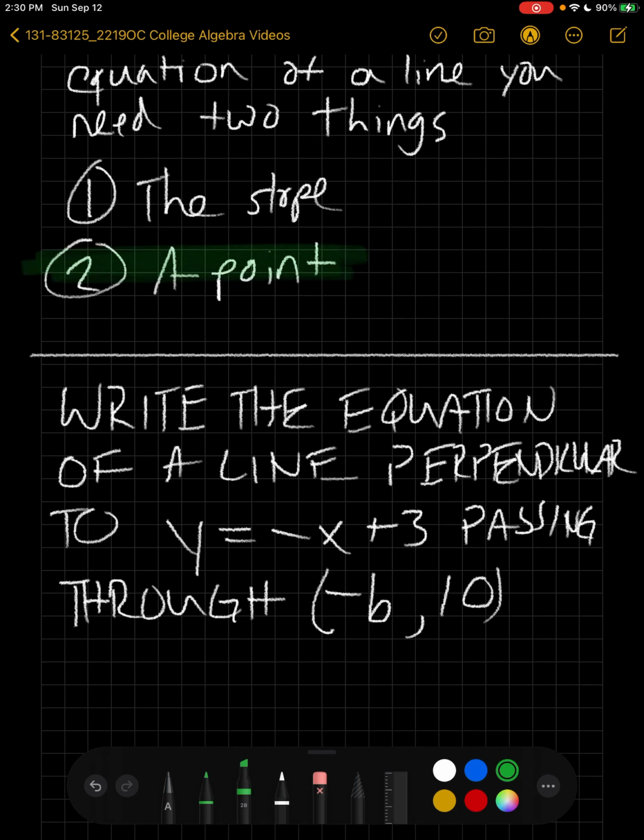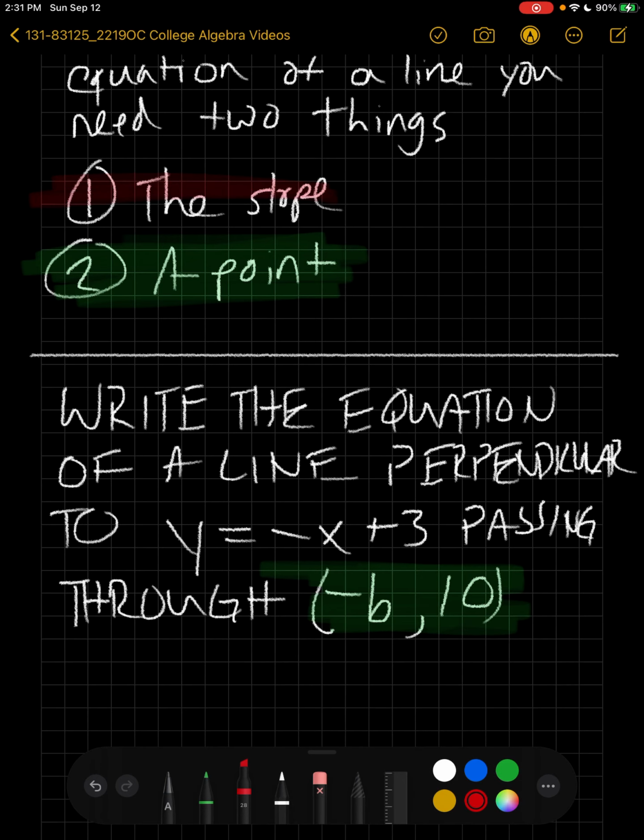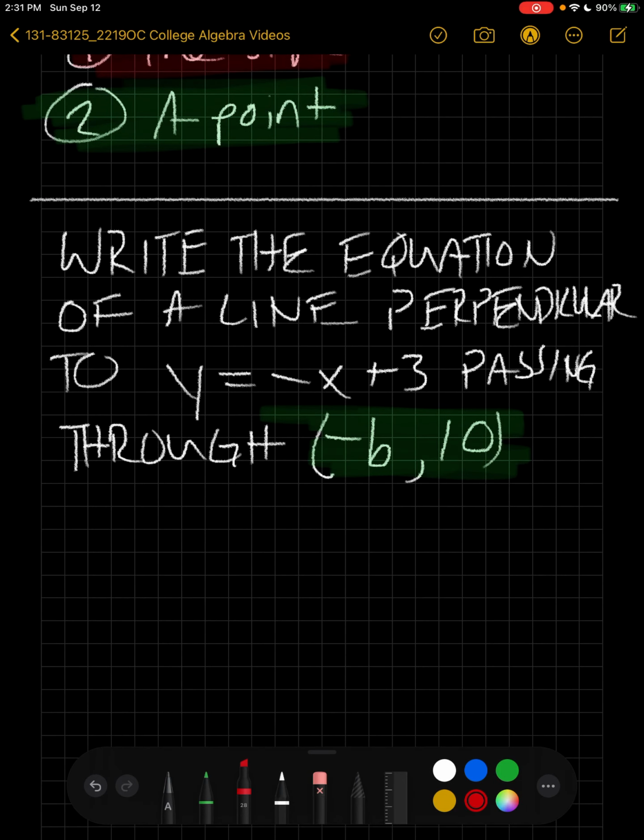One of them is already given to us. We need to have a point that lies on the line. This is a point that lies on the line. So we already have one of our two pieces of information. What is going to be really important to us is to figure out the slope. So let's focus on that.